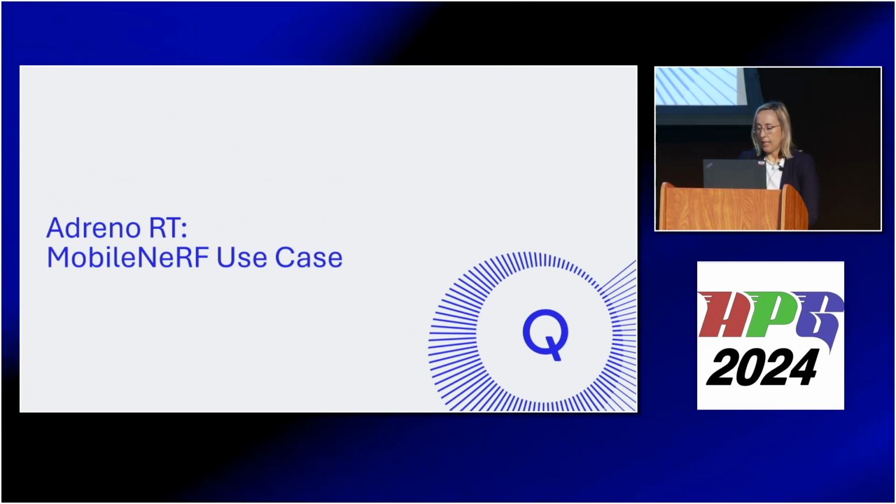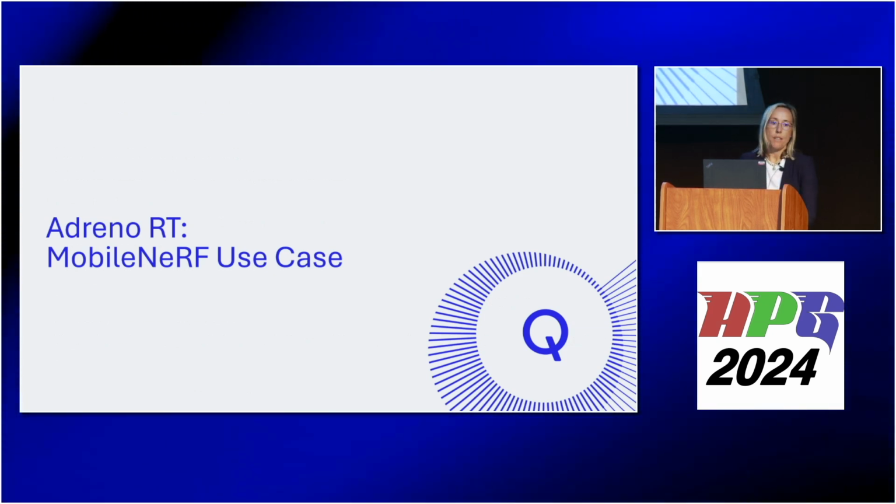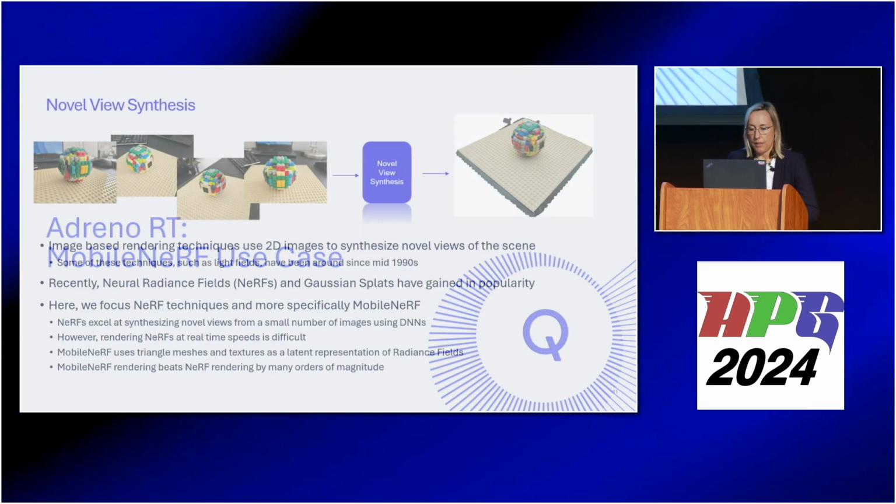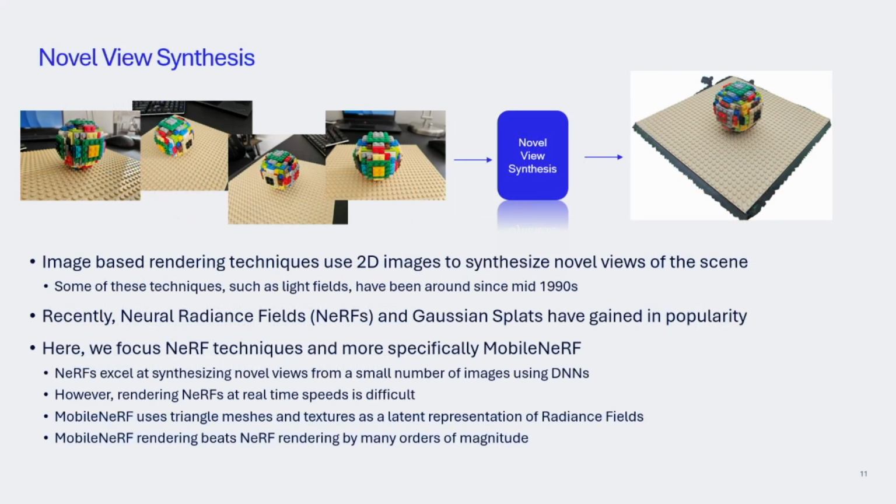All right, so let's talk about the case study that we have done, tracing primary visibility for mobile NeRF. So a little bit of background. What is novel view synthesis? This is a general term for image-based rendering techniques that use 2D images to synthesize novel views of the scene. Some of these techniques have been around for a very long time, some since the 1990s. But most recently, in the past couple of years, neural radiance fields and Gaussian splats became really popular to do this. So we focus on NeRF techniques, and more specifically mobile NeRF.